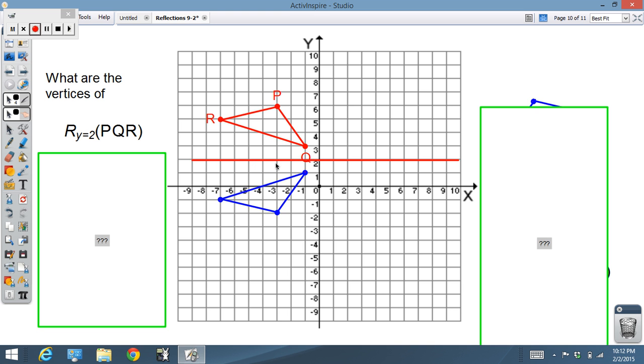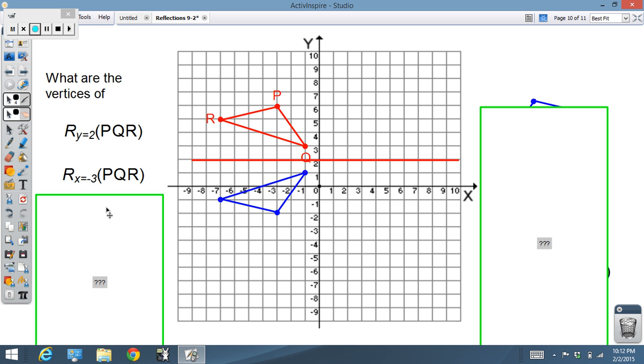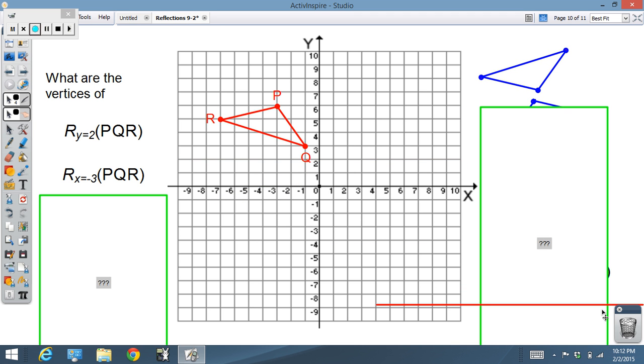So it doesn't always just work across the axes. If I choose a line y equals 2, this is what's going to happen, but I'm going to do exactly the same thing. I'm going to count how far above the line I am, and reflect my image exactly that same distance on the other side of the line. Now, a couple for you to try, or one for you to try. Let's look at this one. Pause it if you want. I'm moving on without you if you're not.